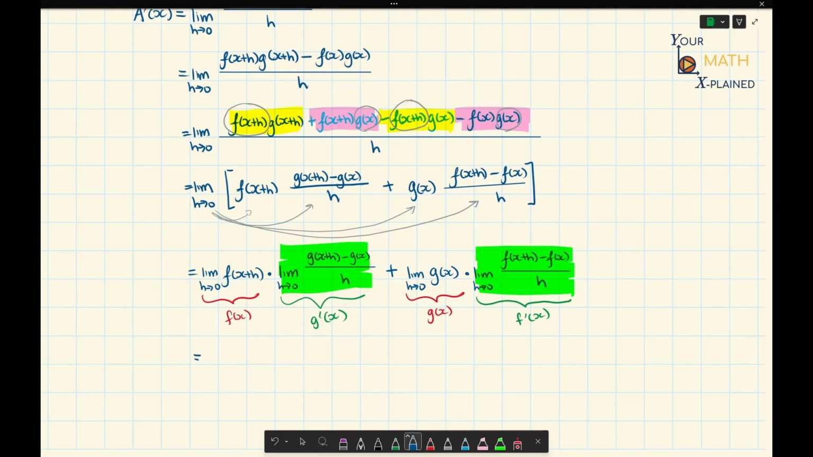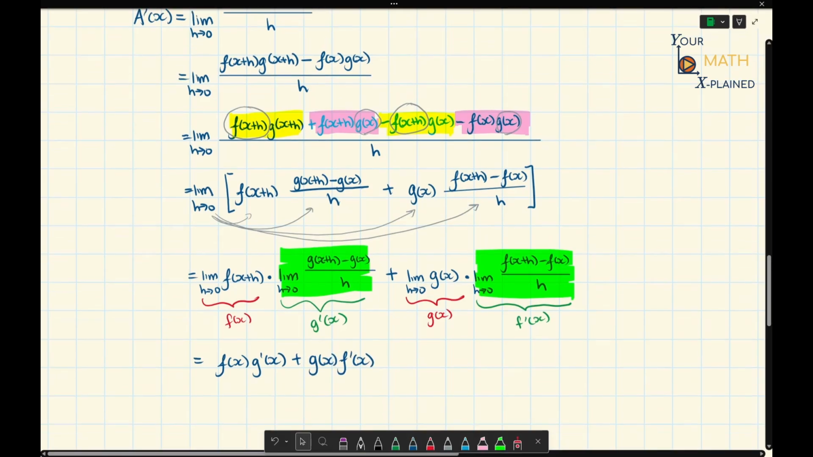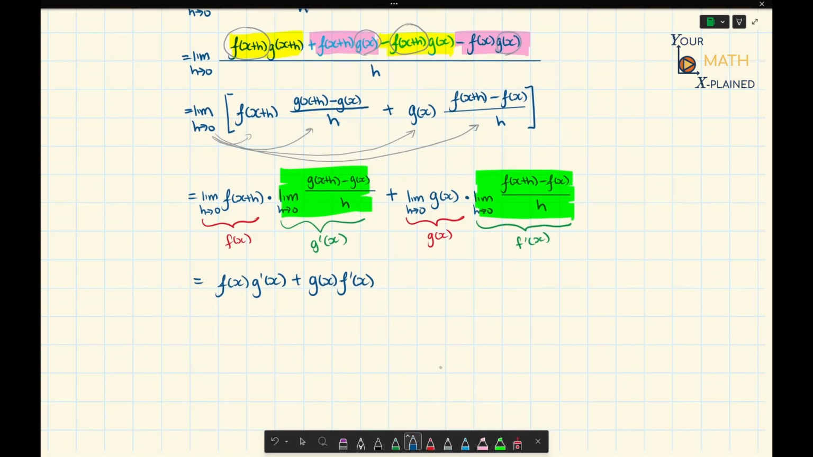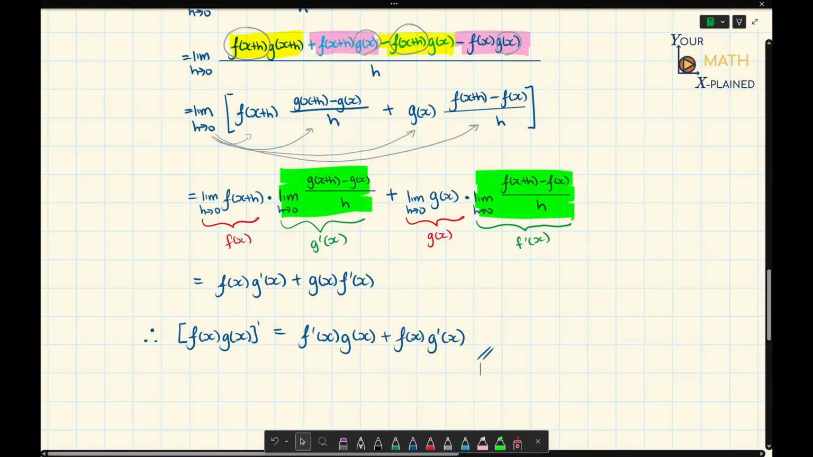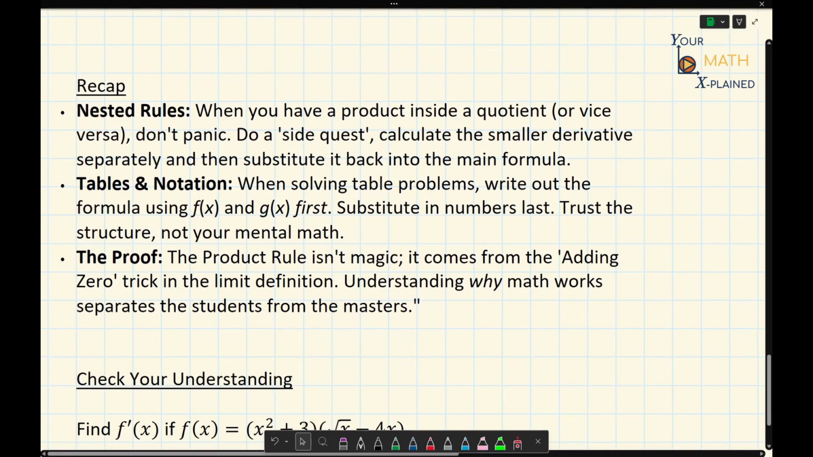So finally, we end up with f of x times g prime of x plus g of x times f prime of x. And since it's addition, the order here doesn't matter. Therefore, we have proven that the derivative of f of x times g of x is equal to f prime of x times g of x plus f of x times g prime of x, which is the product rule.